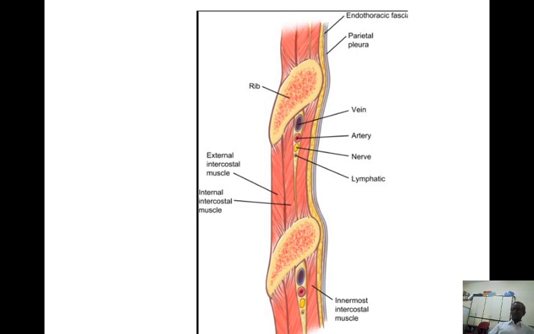And of course, the rib below is giving insertion again from outside. The external intercostal muscle is on the outer border, the internal intercostal is in the middle of the upper surface of the rib, and the innermost intercostal is on the inner border of the upper surface of the rib.